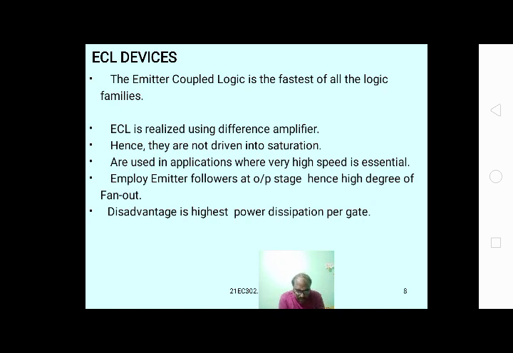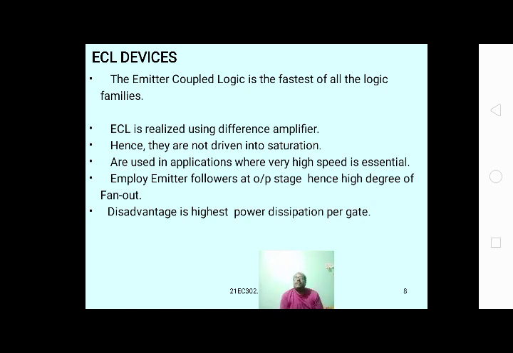Fan out means the number of equivalent gate inputs that a logic gate can drive. It employs emitter followers at the output stage, hence a high degree of fan out. Disadvantage is the highest power dissipation per gate.